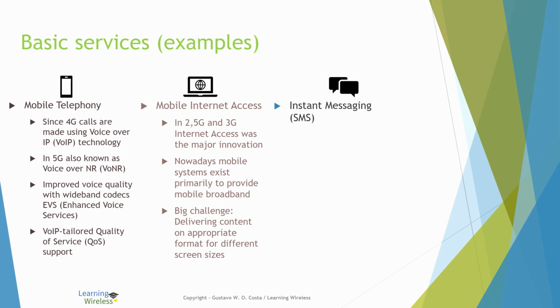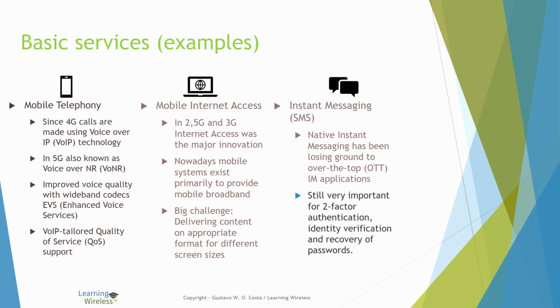The third basic service is instant messaging, the so-called SMS. Okay? So basically, with instant messaging, we also have the possibility to send text messages, and nowadays we use more applications which are over the top to send messages. But SMS still has its uses, in particular because SMS uses the mobile network security, so it can be considered a second factor for authentication. So it's still very important.